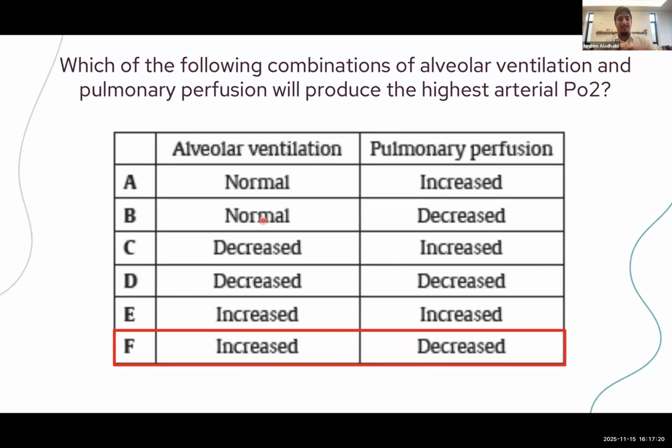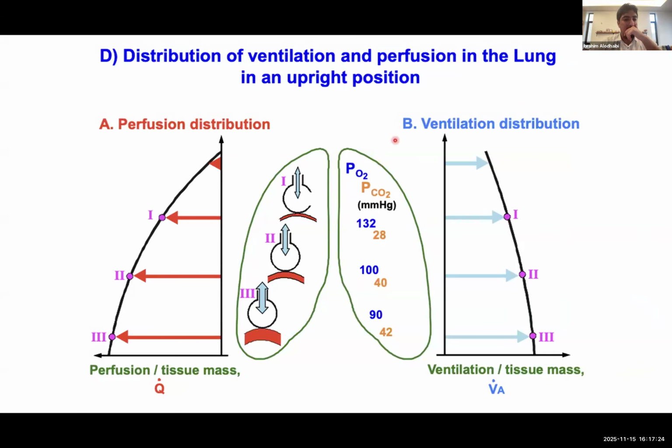All right, so I wanna... Is that at the apex? Yeah, this is at the apex of the lung. The highest ratio is at the apex, yes.